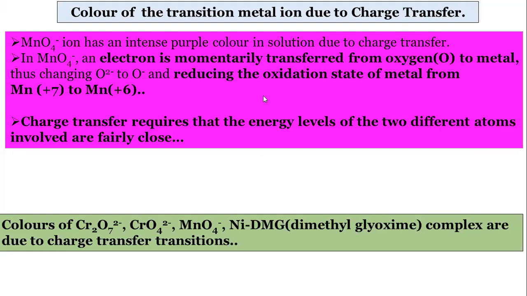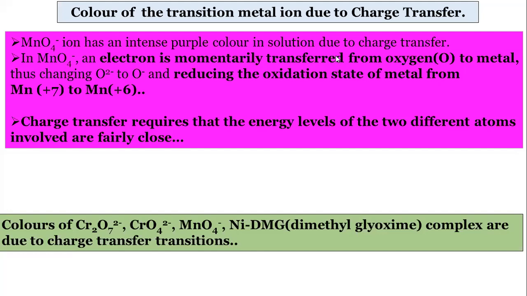This is a purple colored, intense purple color solution, and the reason behind this is why KMnO4 is purple. If this question is asked in competitive exams, they will give different options, for example d-d transition, the absence or presence of unpaired d electrons, the geometry of the complex, and the charge transfer.